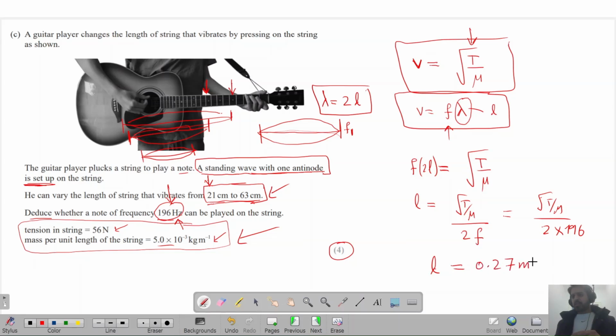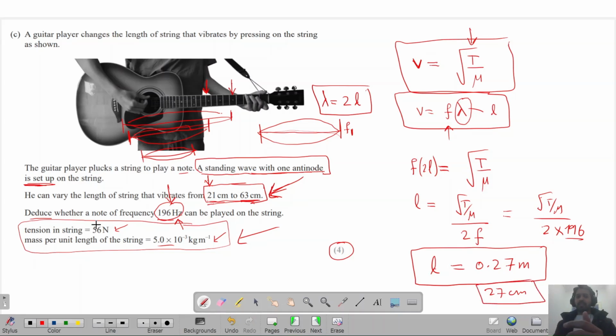0.27 meters. It means that since we can change the length from 21 centimeters to 63 centimeters, if you convert it into centimeters, it will be 27 centimeters. It means that we can play a note of this frequency with the given range of length, right? Since we can choose any length between 21 centimeters and 63, and 27 centimeters is in between this range, that means a note of this frequency can be played on this string.